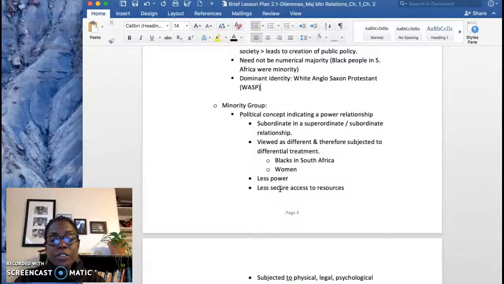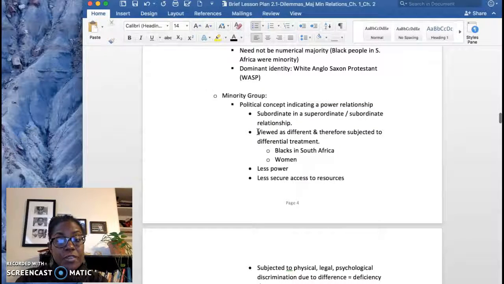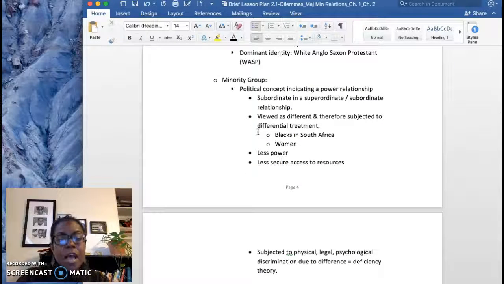Minority groups, if we're thinking about where they stand in the relationship, would be subordinate, if you're looking at a superordinate and subordinate relationship. Those are two key terms to remember. Superordinate means above, subordinate means below. The minority group would occupy the lower space. So they're viewed as different and therefore subjected to differential treatment. And again, there's the example of Blacks in South Africa and women.